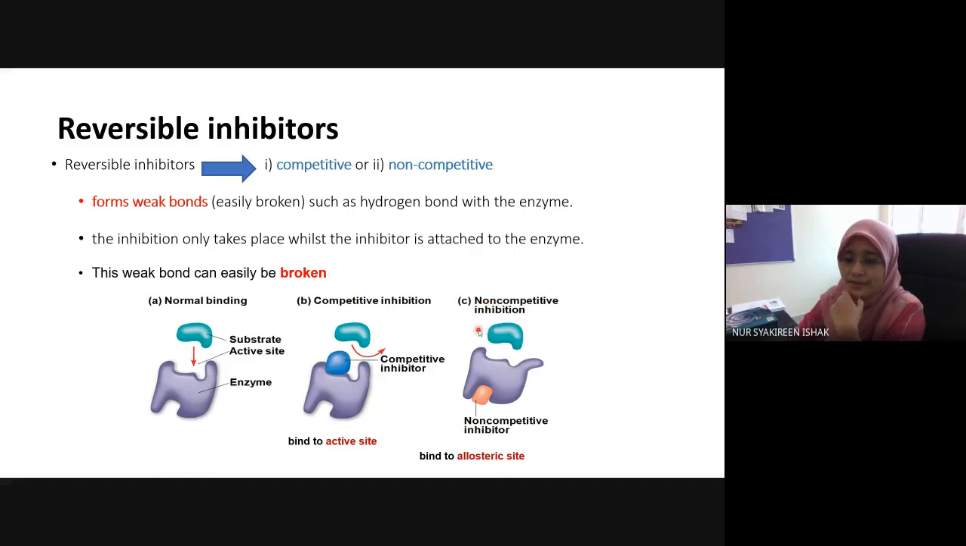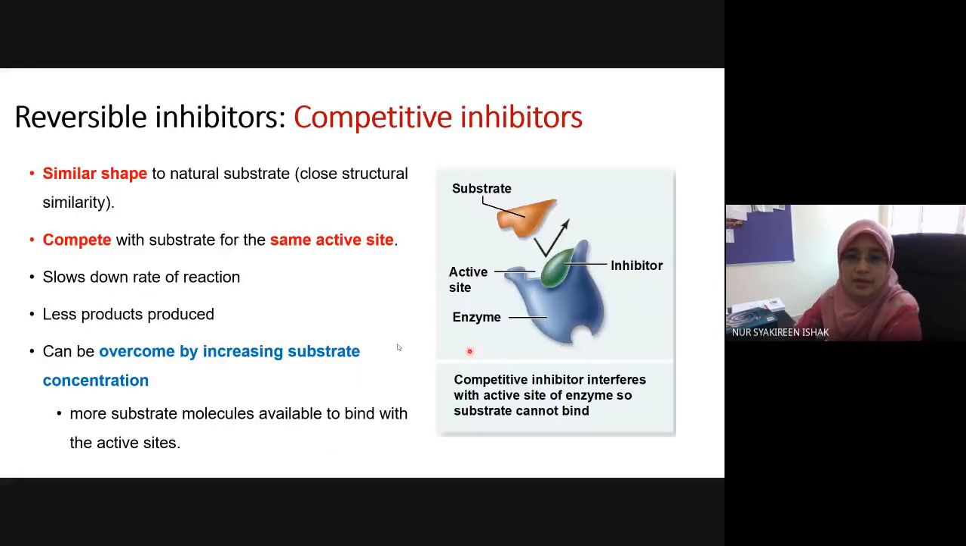But as for the non-competitive inhibition, you have the non-competitive inhibitors that will bind to the allosteric site of the enzyme. As you can see from this diagram, once the non-competitive inhibitor binds to the enzyme, it causes the enzyme to change shape. Once the enzyme changes shape, the active site also changes shape. When the active site changes shape, the substrate cannot fit into the active site, and therefore the enzyme cannot catalyze the reaction. So this is the detailed explanation for the non-competitive inhibitors.